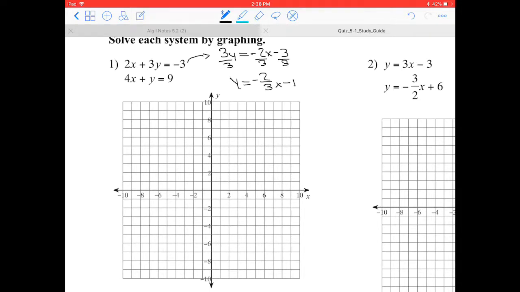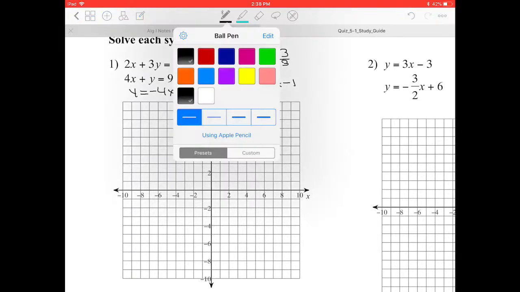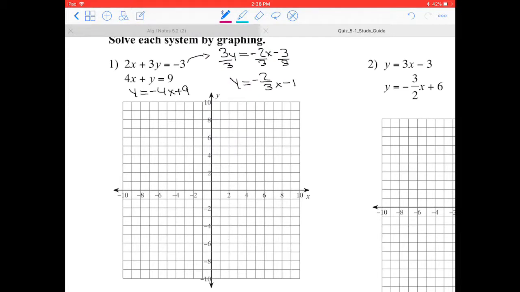And then the other equation is very simple to put into slope-intercept form. All I need to do is subtract the 4x. So y equals minus 4x plus 9. All right, so to graph both of these, let's do different colors. Let's start with the one that's negative 4x plus 9. Y-intercept is at 9. I need to go down 4 and over 1.